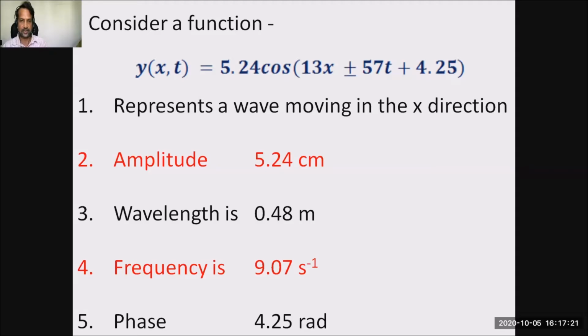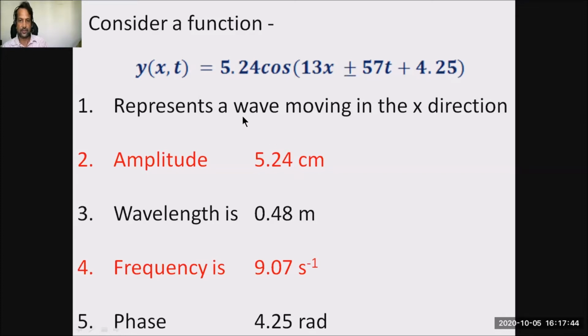Hello everyone. In this simulation, let us consider an electromagnetic wave in free space. But before diving into the simulation, let us look at an example. Let us look at this equation. y is a function of x comma t, 5.24 cos(13x + 57t + 4.25).